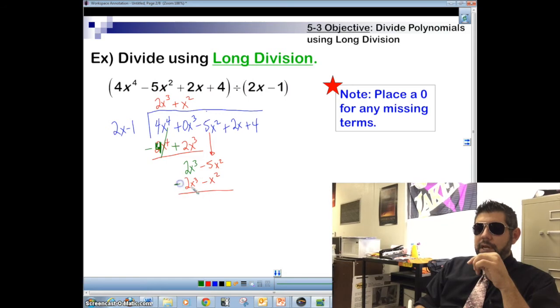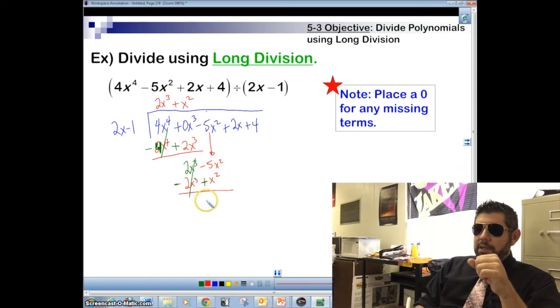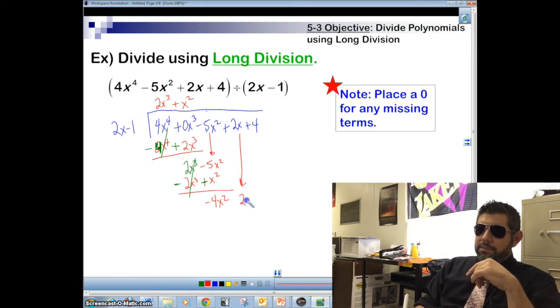Again, change the signs. So negative, plus, add straight down. These guys cancel out. Good job, that's what should happen. And this is going to give us negative 4x squared, because we're going to add those two. Bring down the 2x.